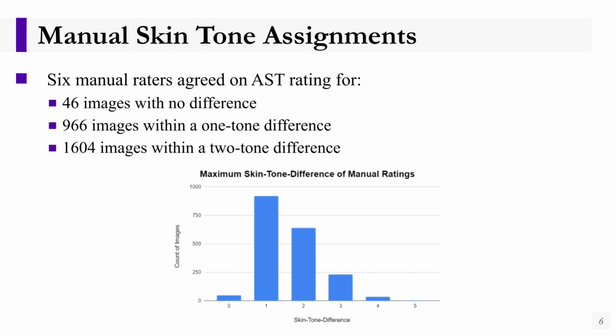Ultimately, our 6 manual raters agreed on an AST rating for 46 images with no difference in tone, 966 images within a 1 skin tone difference, and 1,604 images within a 2 skin tone difference.